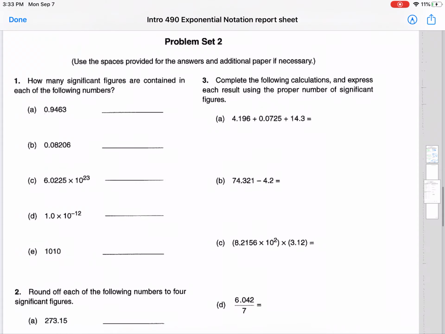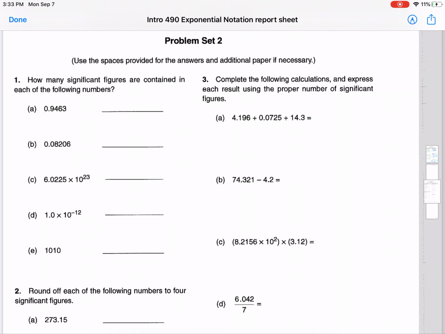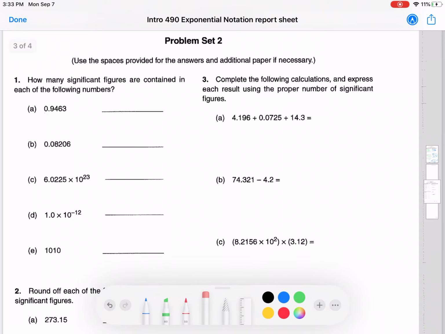Now here we have 4 significant figures. So your leading zeros are not significant. So what is significant here is 9463. So there are 4 significant figures. And again, these two zeros at the beginning, they are not significant. So 8206, there are 4 significant figures. So here, the middle zeros, that is, on either side you have whole numbers, so those are significant.